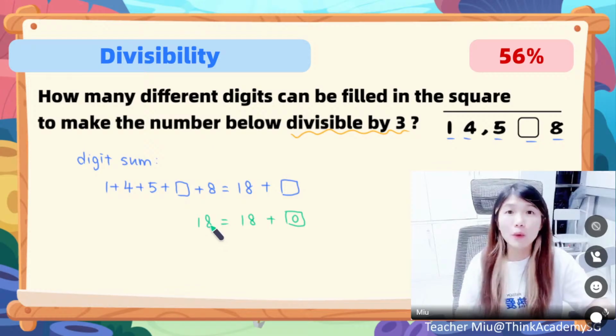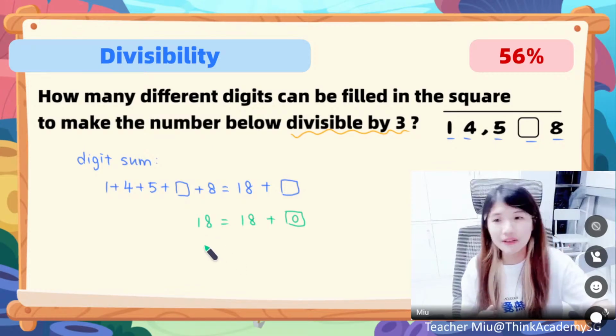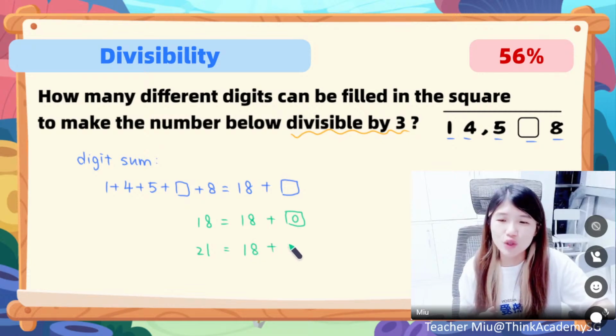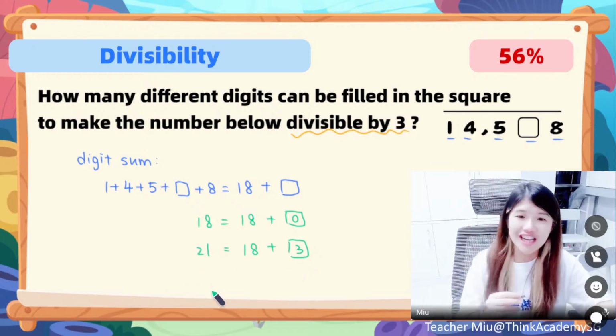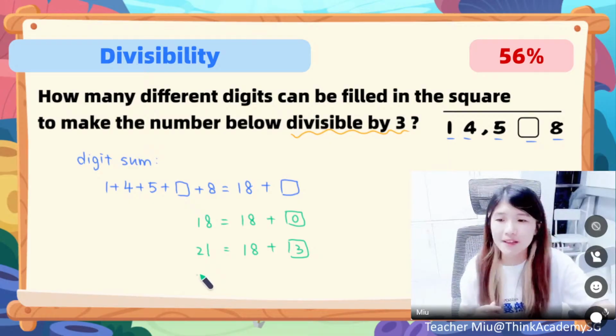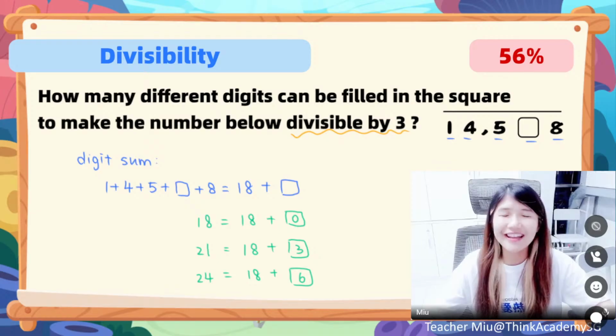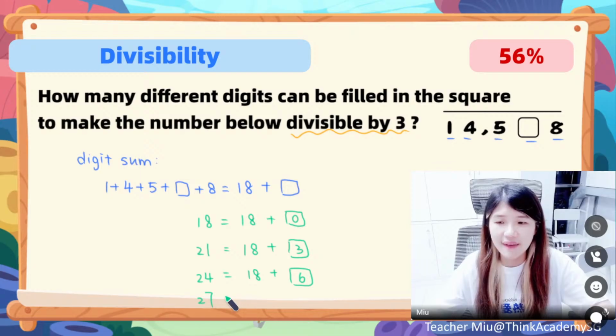The next number which is divisible by 3 is 21. So it's 18 plus the square, and inside the square must be 3. And continue. The next number divisible by 3 is 24. So it's 18 plus 6. Then the next number divisible by 3 is 27. So it's 18 plus 9.